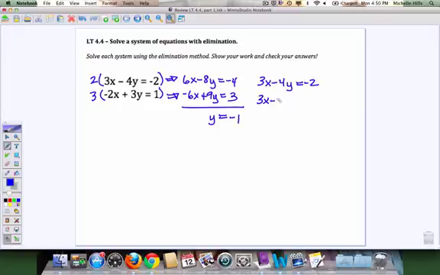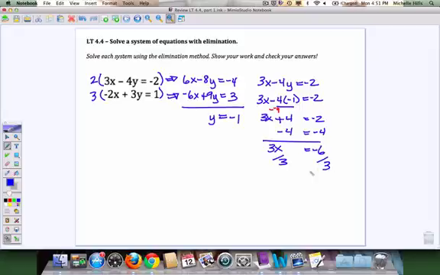Y is negative 1, so 3x minus 4 times negative 1 is negative 2. Simplifying, I can treat this as negative 4 times negative 1 to get a positive 4, or if I wanted to bring the minus down as a minus, then 4 times negative 1 is negative 4, and it would be minus a negative 4 instead, which is the same thing as plus 4, equals my negative 2. Now, I'm going to subtract 4 from both sides to solve this two-step equation. 3x equals negative 6. Then when I divide by 3, x equals negative 2. My final answer is the ordered pair negative 2, negative 1.